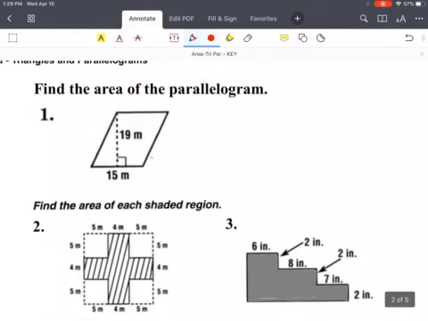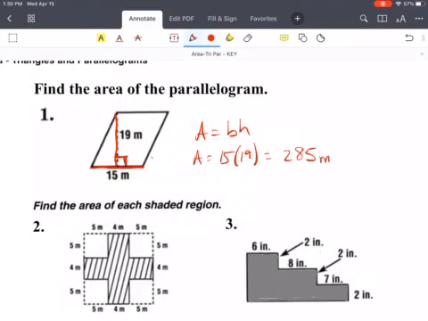So first one, finding the area of the parallelogram. In this case, we clearly have the base and the height both drawn and they meet at a right angle. So in order to find the area, we can just do 15 times 19, which gives us 285 meters squared.